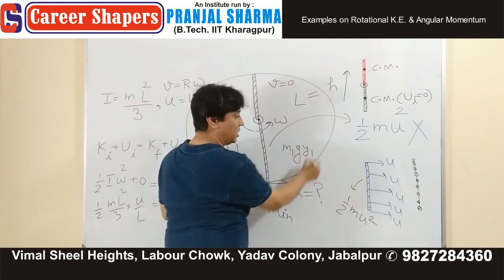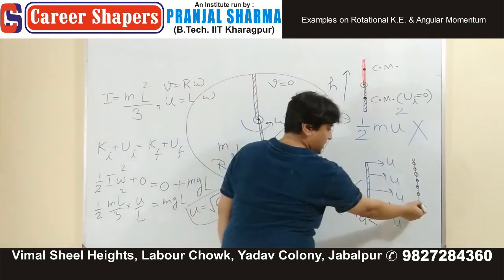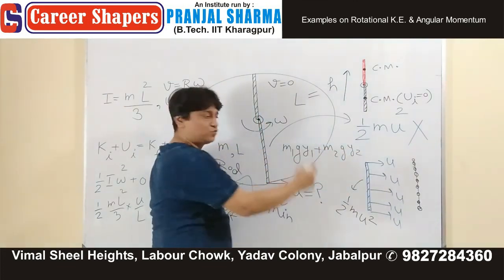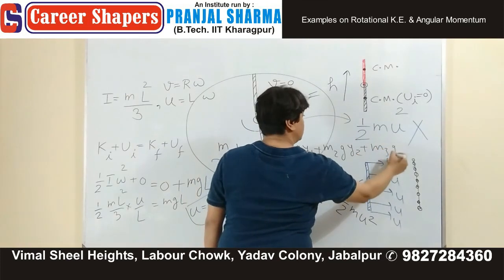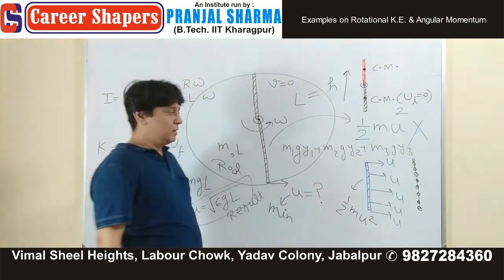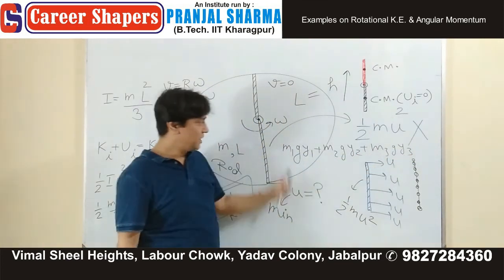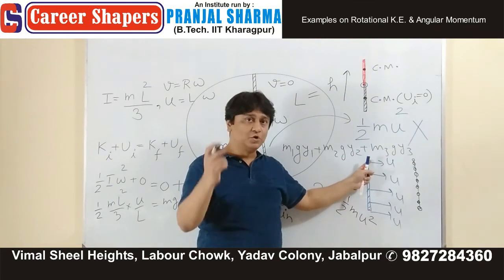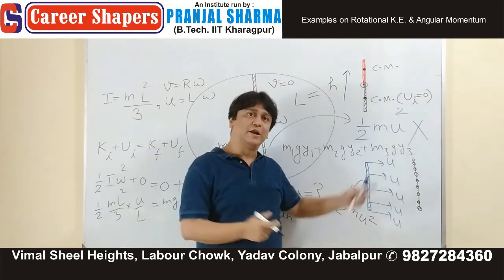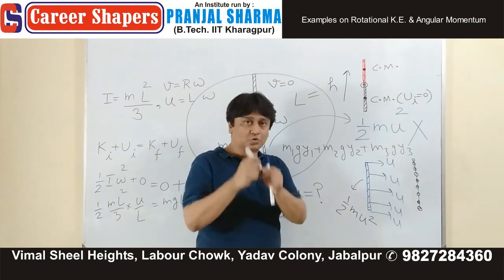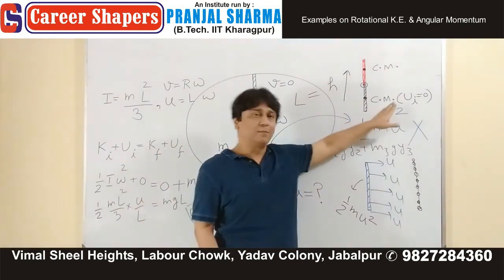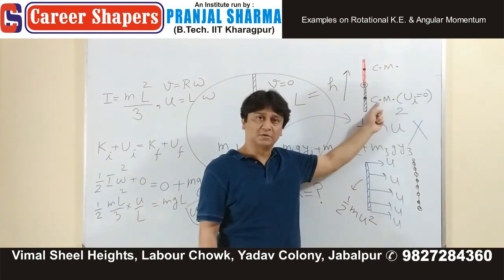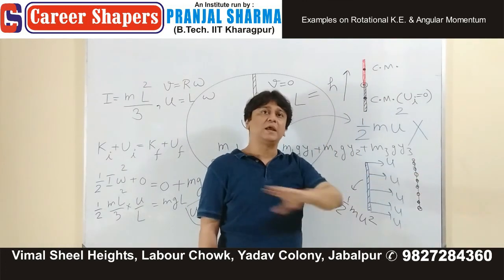Let's call it Y1, vertical height. Next, M2 GY2. Next one, M3 GY3. Take the G part out. Can you see this is M1 Y1 plus M2 Y2 plus M3 Y3, which was what? The Y coordinate of center of mass. So, for gravitational potential energy, we can use the concept of center of mass. For kinetic energy, we cannot.